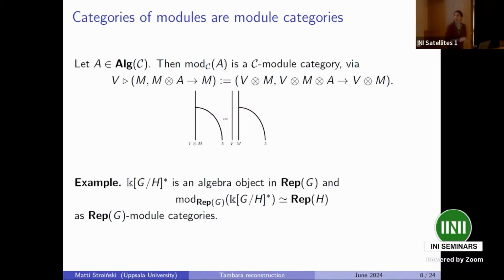As an example, in fact, we've already seen an example of a module category of this form. We saw that if I have a finite group G and a subgroup thereof H, then Rep G acts on Rep H by tensoring with the restriction. And in fact, I can find an algebra object in Rep G so that this module category is the category of modules for that algebra object. In this case, it is the dual of the permutation representation on the set of cosets G mod H. So those module categories are equivalent.